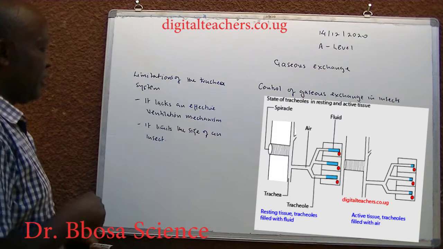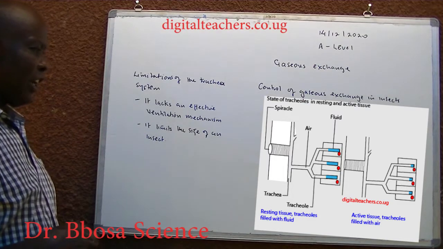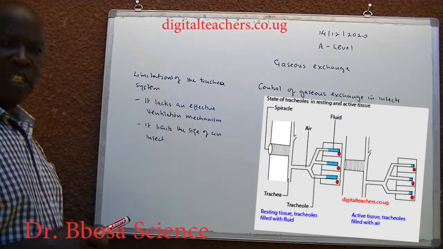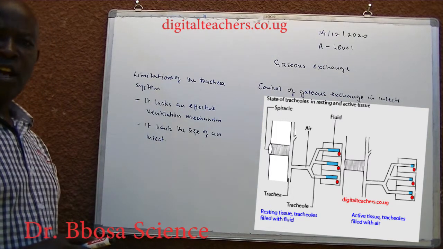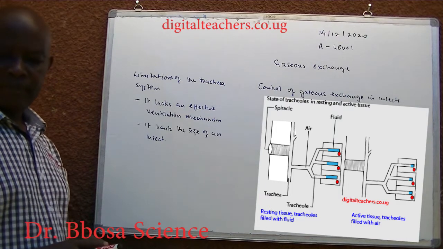Limitations of the tracheal system. It lacks an effective ventilation mechanism. It limits the size of an insect.